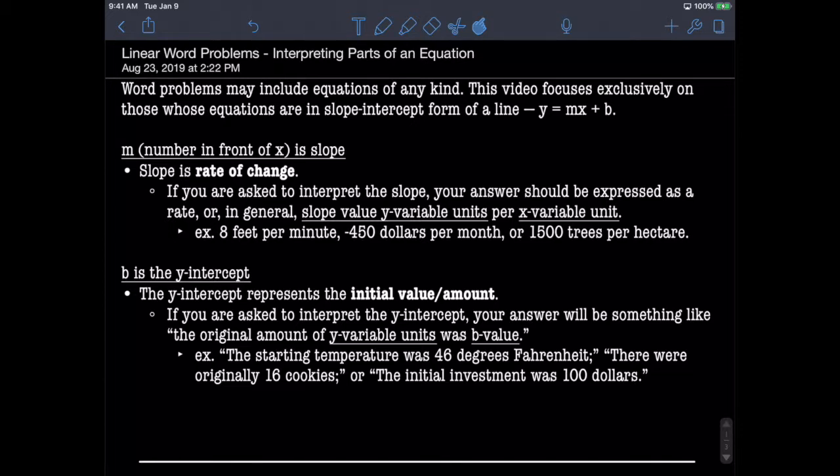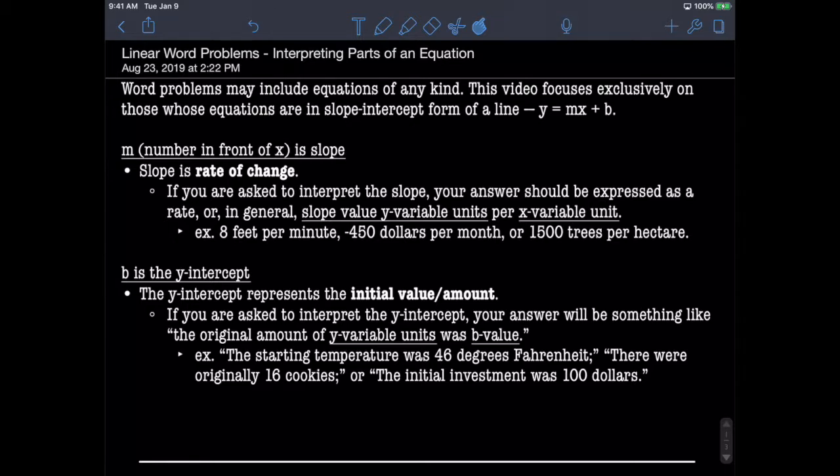Before we get started, it's important to note that the equations that we're going to look for in these particular examples today all have to do with slope-intercept form, aka y equals mx plus b. So if you're trying to interpret a quadratic equation or an exponential equation, I'm afraid you've found the wrong video. Right, now that we're clear, let's take a look at the parts of y equals mx plus b that we're going to be asked to interpret.